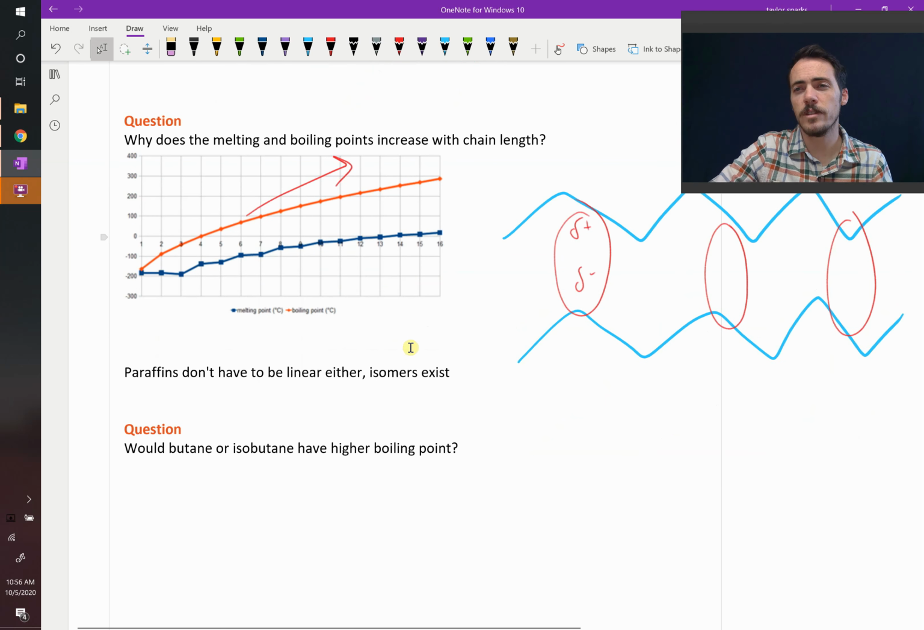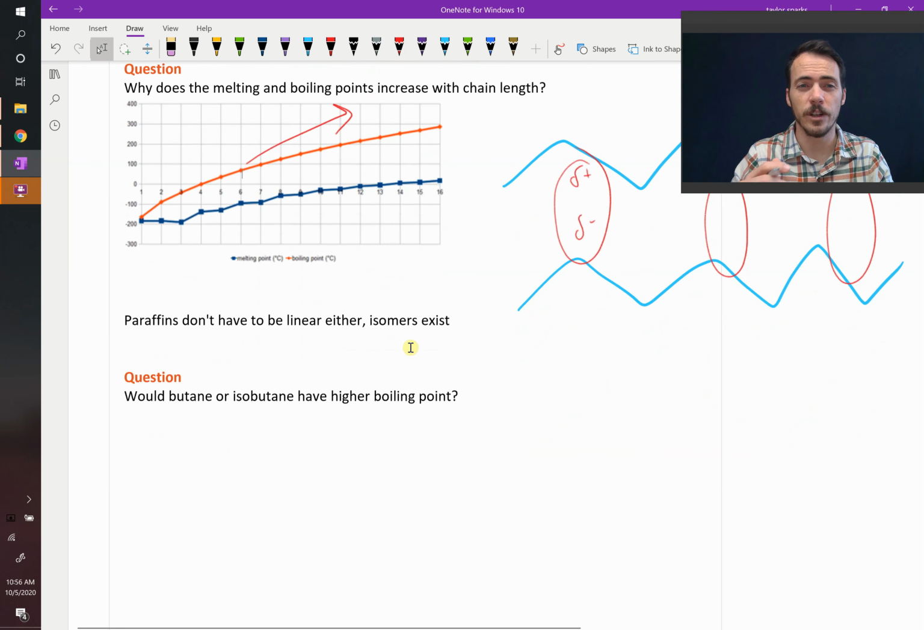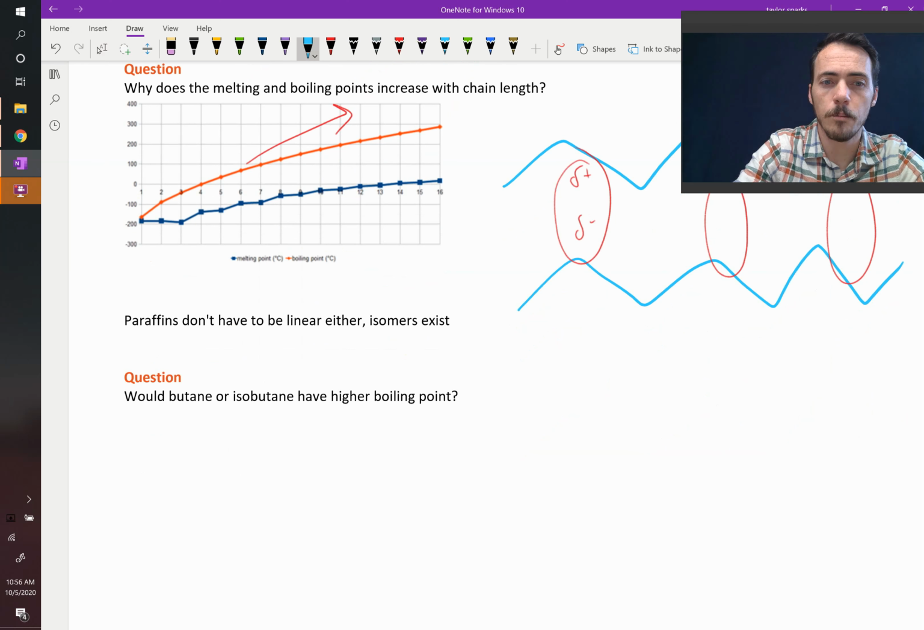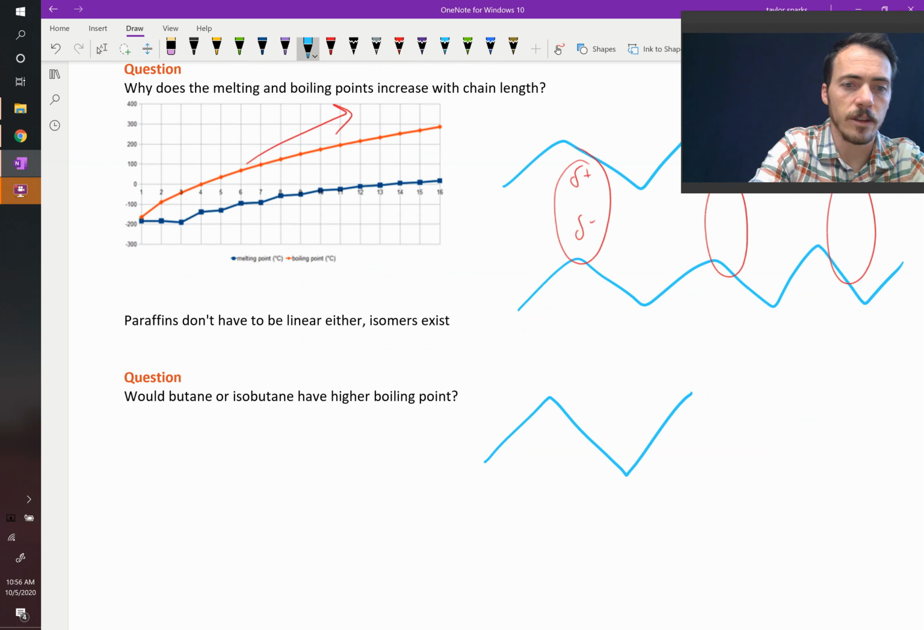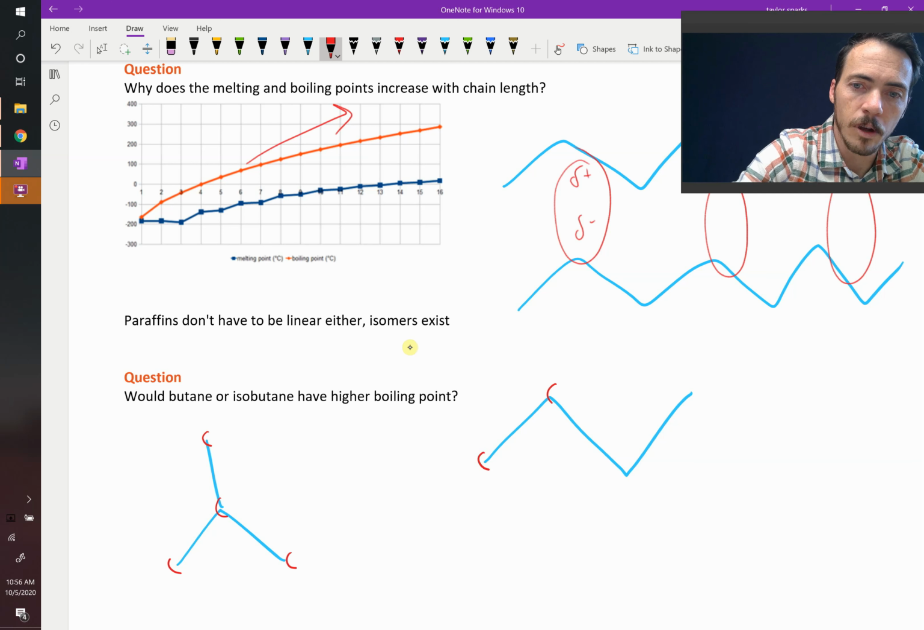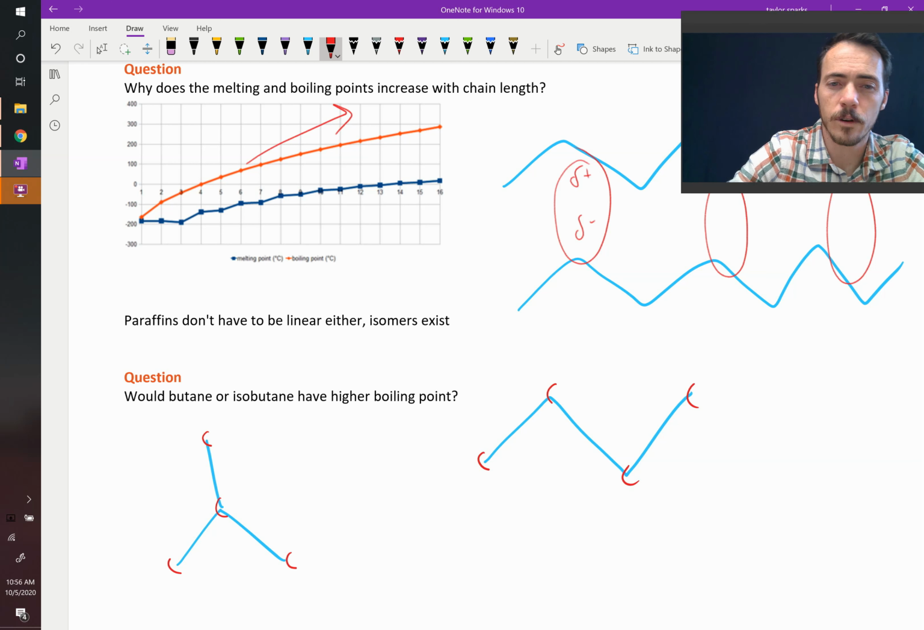Now, the way that I've drawn these is linear. They don't have to always be linear. You can end up with different what are called isomers. For example, you've got isobutane and butane. Butane is 1, 2, 3, 4 carbons, right? But isobutane looks like this. Also has 4 carbons. Again, we could draw the carbons if we wanted to. There are 4 carbons, right?